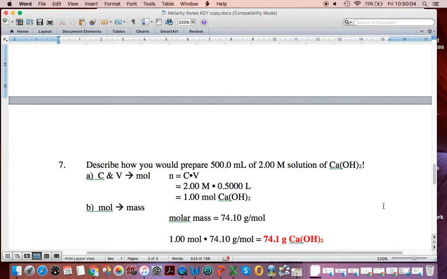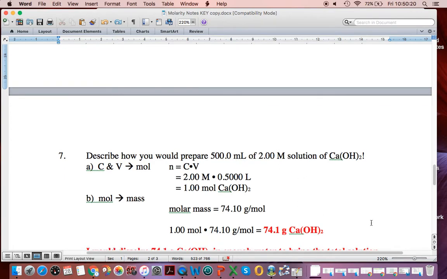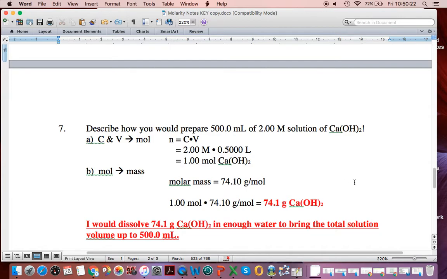But we haven't answered the question fully, because now it wants you to make a sentence describing what you did. So we're going to take that 74.1 grams calcium hydroxide, we'll put it in a beaker, and then we're going to add sufficient water to get a total volume of 500 mL. So you put it somehow like this. I would dissolve 74.1 grams of calcium hydroxide in enough water to bring the total solution volume up to 500.0 milliliters. And every year I get people who do the calculations perfectly, and then they forget to put a sentence in, even though I leave lines for it.